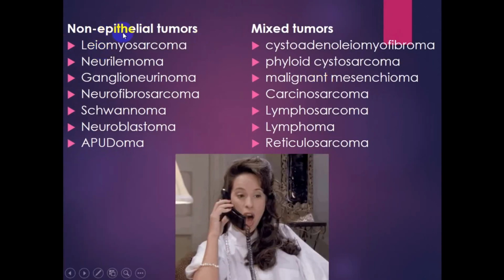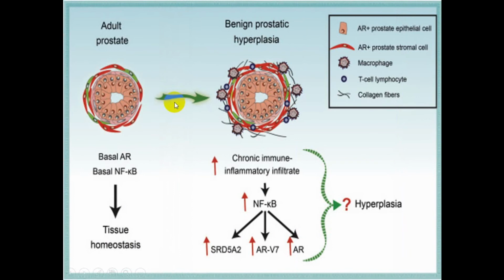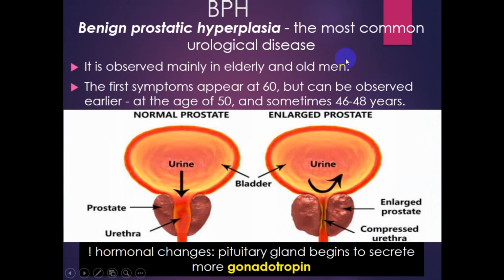Here you can see the classification of non-epithelial and mixed tumors. You should know something about them, and about the process of tumor or hyperplasia development. Firstly, the next stage is a benign or malignant tumor.